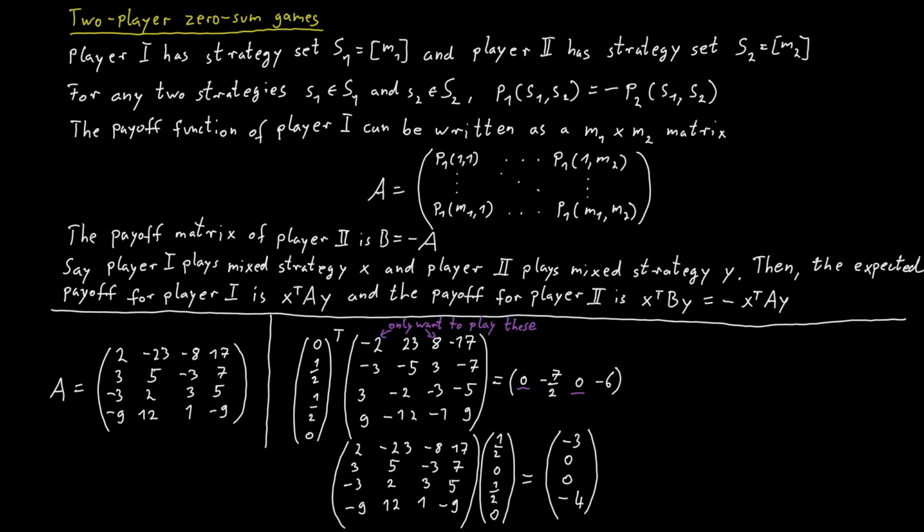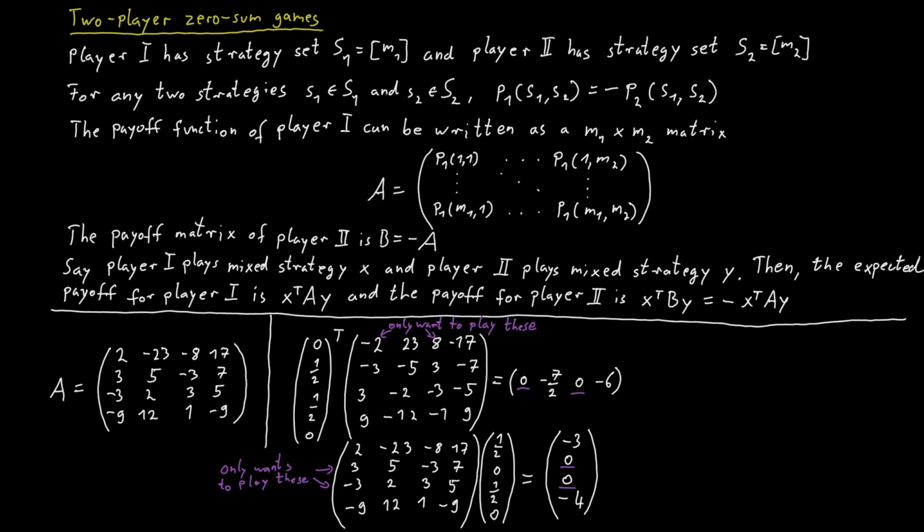The entries of this vector tell us what the expected payoff is that player 1 will receive for each of her 4 strategies. So if she picks the first row, her expected payoff is now minus 3. The second and third row both give her an expected payoff of 0, and the last row would give her an expected payoff of minus 4. And clearly we can see that the player would want to avoid the first or the last row and just play some mixed strategy on the middle 2 rows.